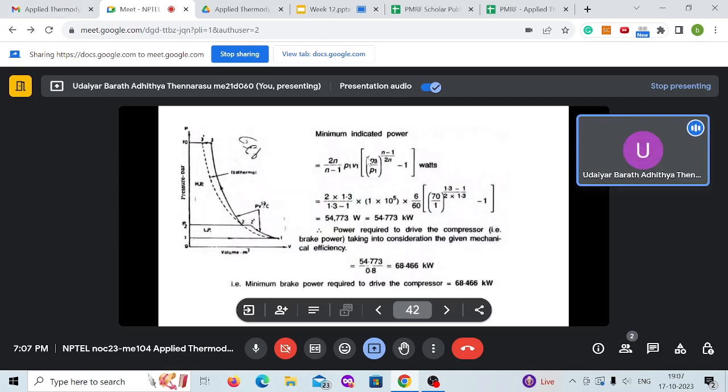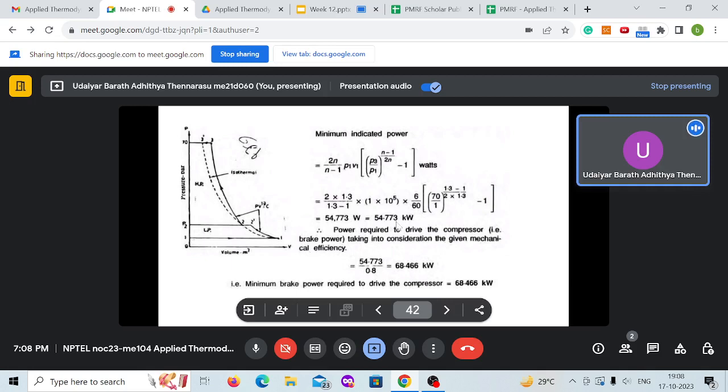So we can find this out assuming perfect intercooling. We can find out the indicated power, which is 2 times the work per stage. We can find out directly by substituting rp raised to power 1 by 2 gamma, because the intermediate pressure will be root of p1 into p3. So we are directly writing in terms of p1 and p3. Substituting that, we'll find your work done is 54.773 kilowatt.